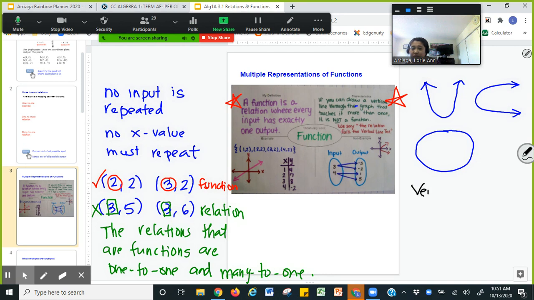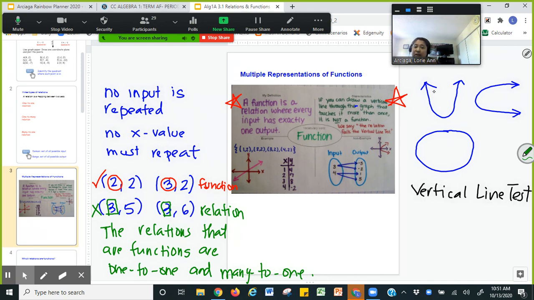So vertical line test. So what does the vertical line mean? It means that if you can draw even just one vertical line that touches your graph more than once, then it's not a function. So if you're going to cross a graph, you're going to cross it only once. Let me show you how.